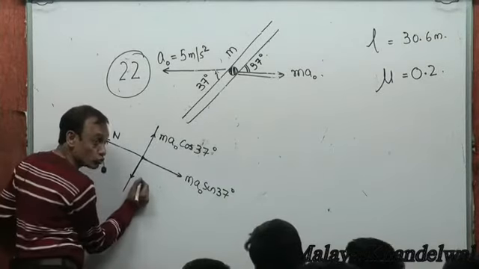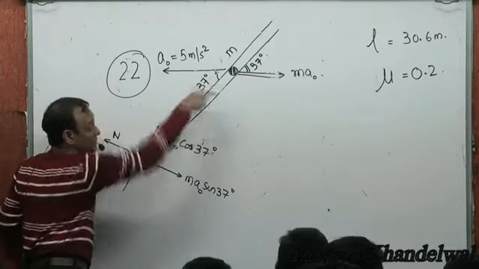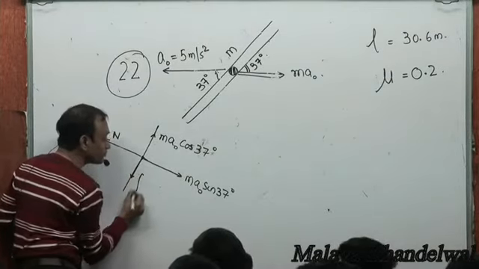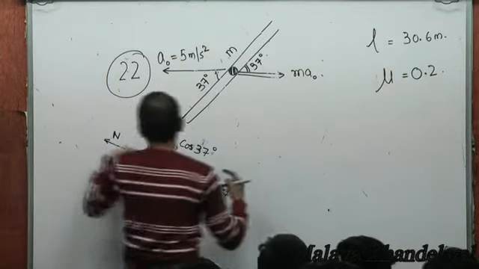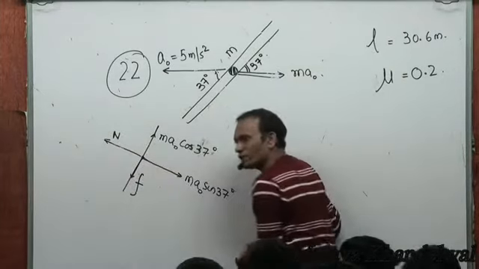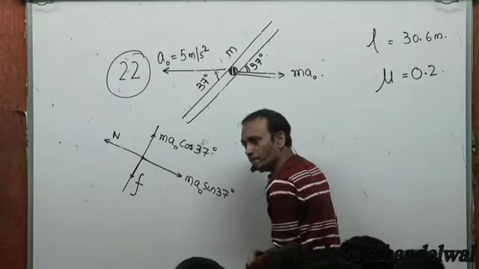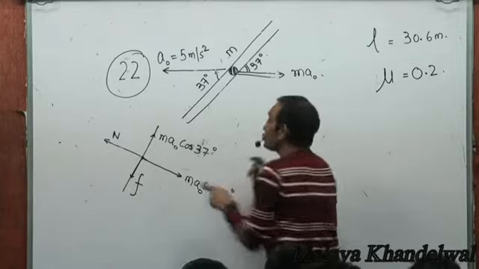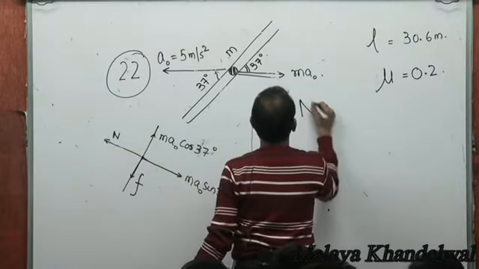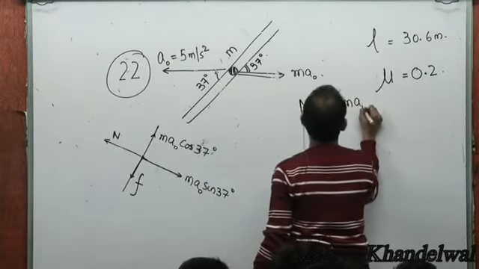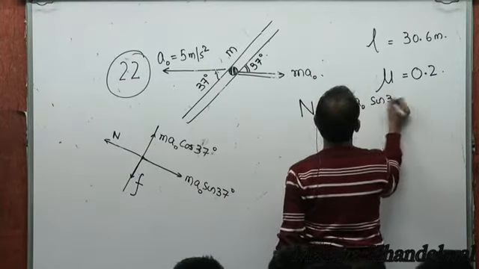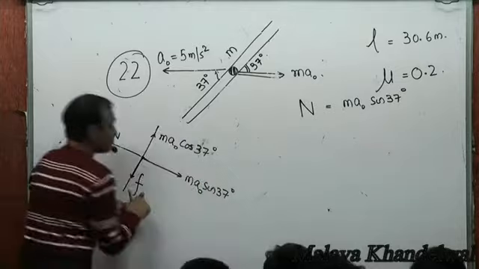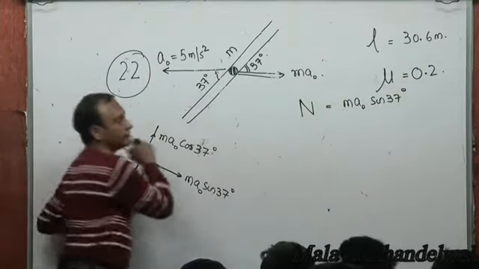Now, because there is also going to be a frictional force. This was the pseudo force m a naught resolved perpendicular and along the rod. There would be no motion of the particle perpendicular to the rod because it is constrained. So what must N be? N must be m a naught sin 37 degrees. What would be the frictional force? Mu N.